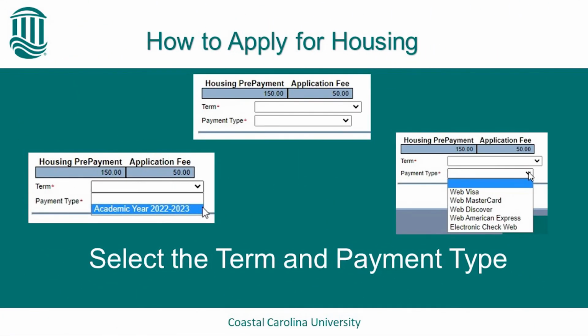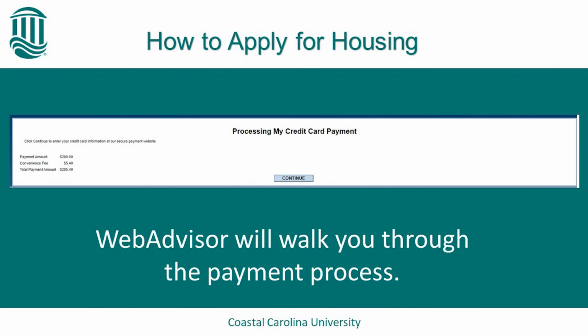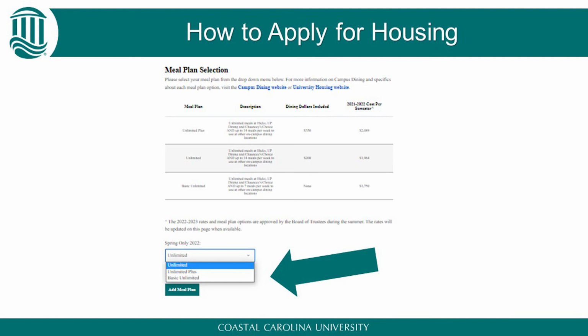Once you are logged in, select the term, which should match your housing application term, and the type of payment, credit card or electronic check. Web Advisor will walk you through the payment process. Within a few seconds after the online payment is processed, you will be able to go to My Coastal Home and continue your application. You will also select your meal plan during the application process.